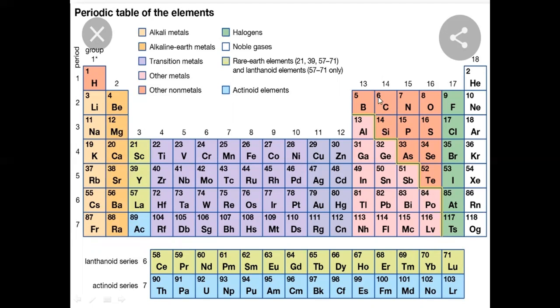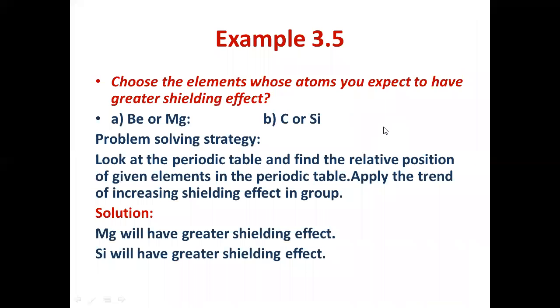Then carbon and silicon are present in group number 4, or we can also call it 14, of the periodic table. Carbon is present in the second period, it has two shells, and silicon is present in the third period, it has three shells. Again, greater the number of shells, greater will be the number of inner electrons and greater will be the shielding effect. So silicon has greater shielding effect. In the first case, magnesium will have greater shielding effect, while in the second case, silicon will have greater shielding effect.